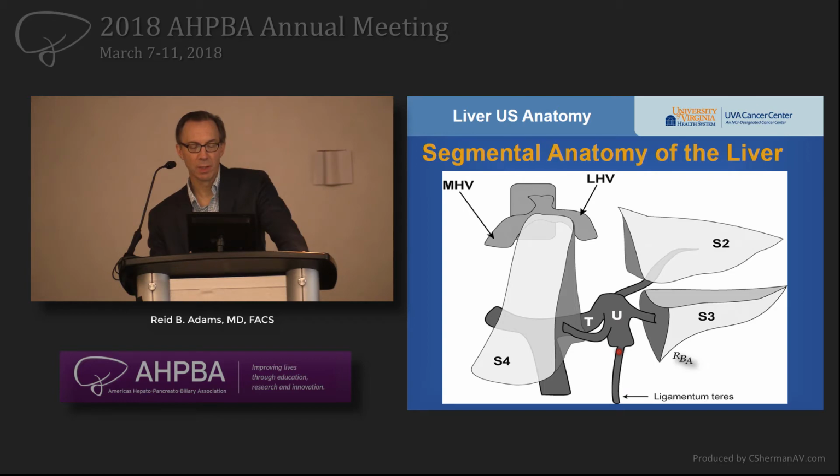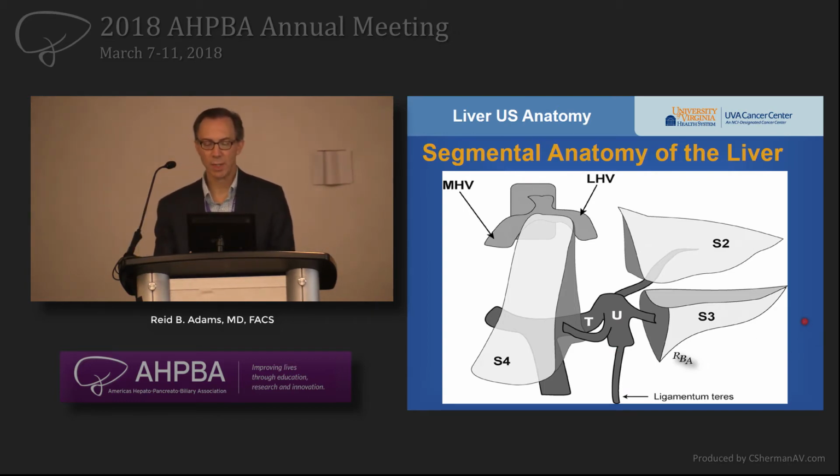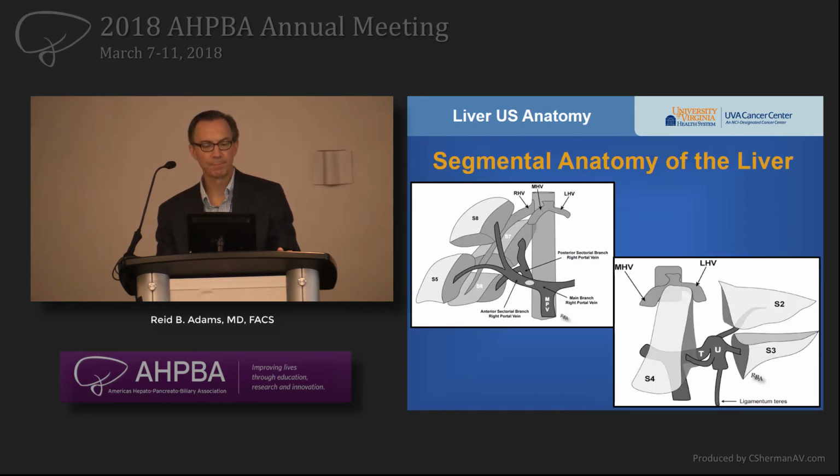This is Ligamentum teres, which is another structure that you can see well under ultrasound. I'll show a few images of that, and you can follow it into where it looks like it attaches to the portal vein, the remnant embryonic structure.